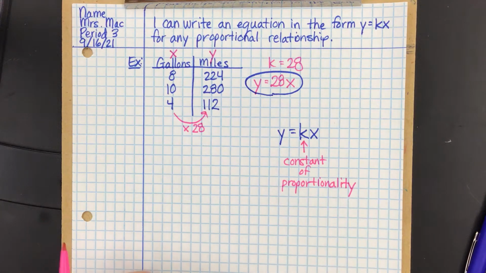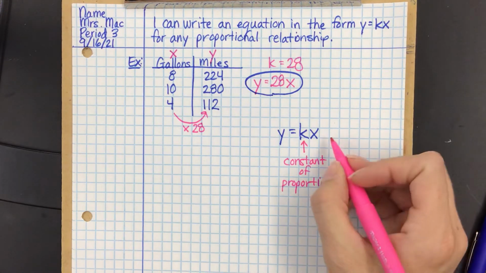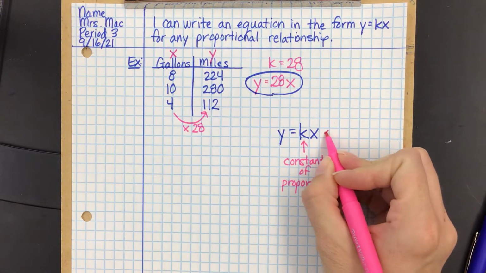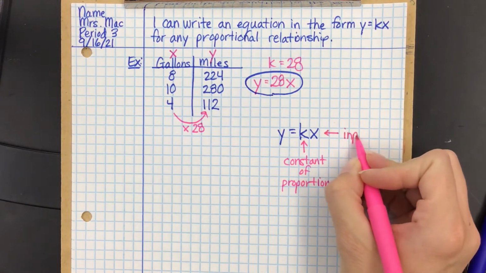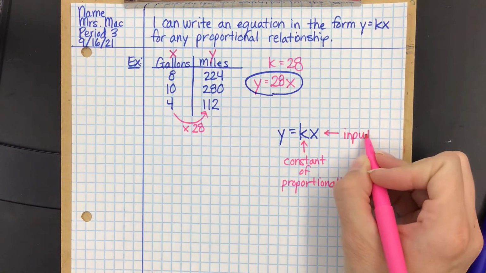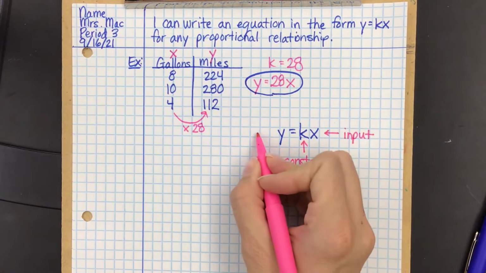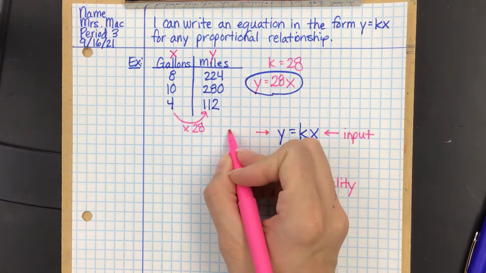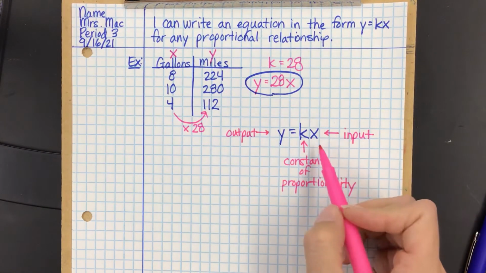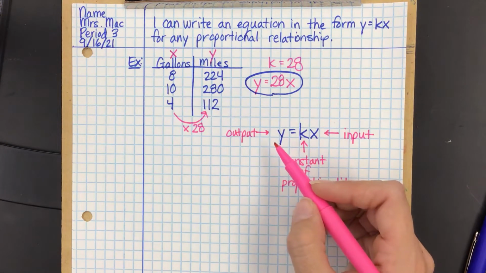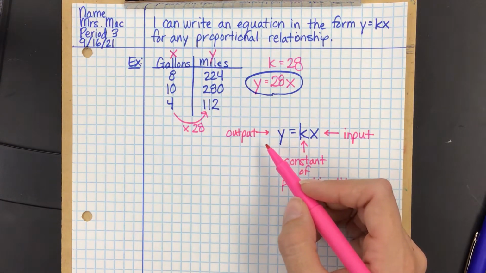Okay, now our x and our y, we can refer to them a couple different ways. My favorite is input, output. To find out how many miles you can drive, you first need to input how many gallons of gas you have. So I call this the input and this the output. It's like a machine. You put in the gallons, you find out how many miles you drive.